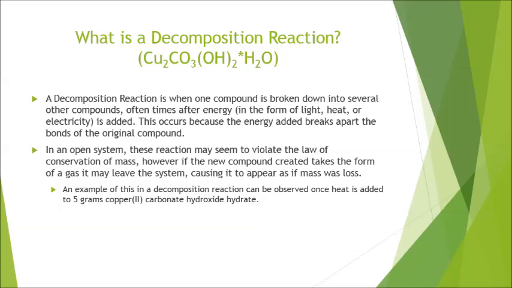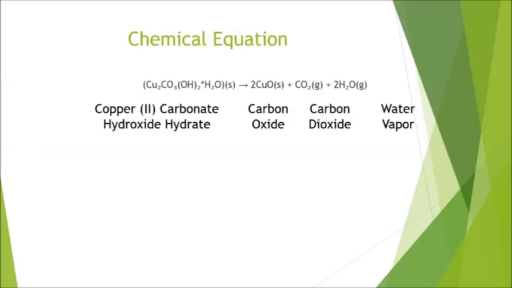Okay, coming up here we have the balanced chemical equation. First you have 1 molecule of carbon-2 carbonate hydroxide hydrate. When heat is added, you get 2 molecules of carbon oxide, which is the black solid we saw at the bottom of the crucible. You get 1 molecule of carbon dioxide gas and 2 molecules of water vapor. Those last two are what we saw exiting the crucible after the reaction had occurred.